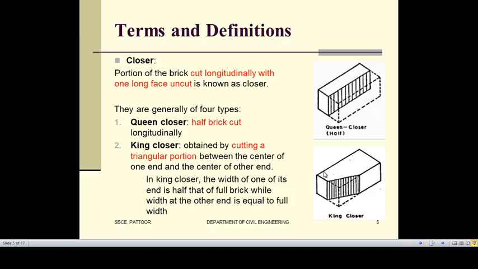King closer is obtained by cutting a triangular portion. That triangular portion is starting from half the width and joining to half the length. This is the triangular portion.